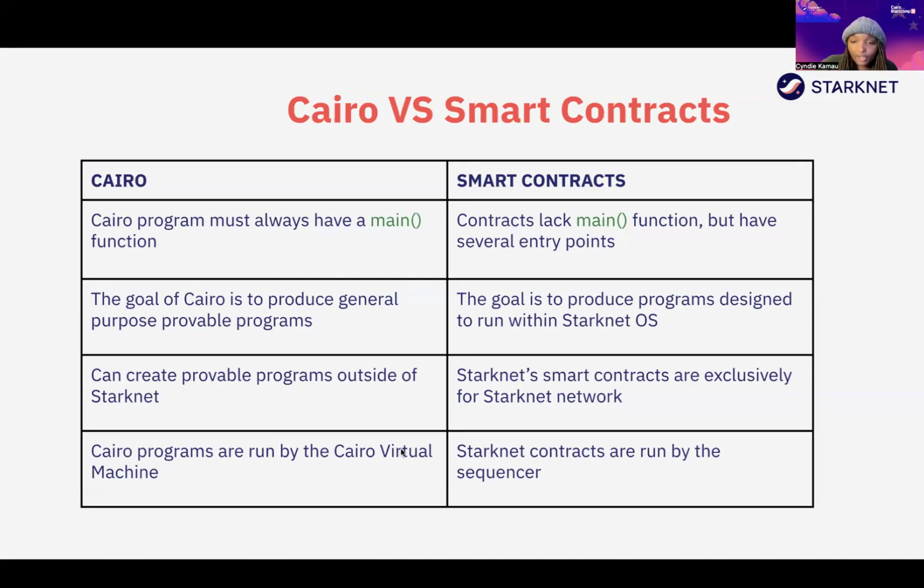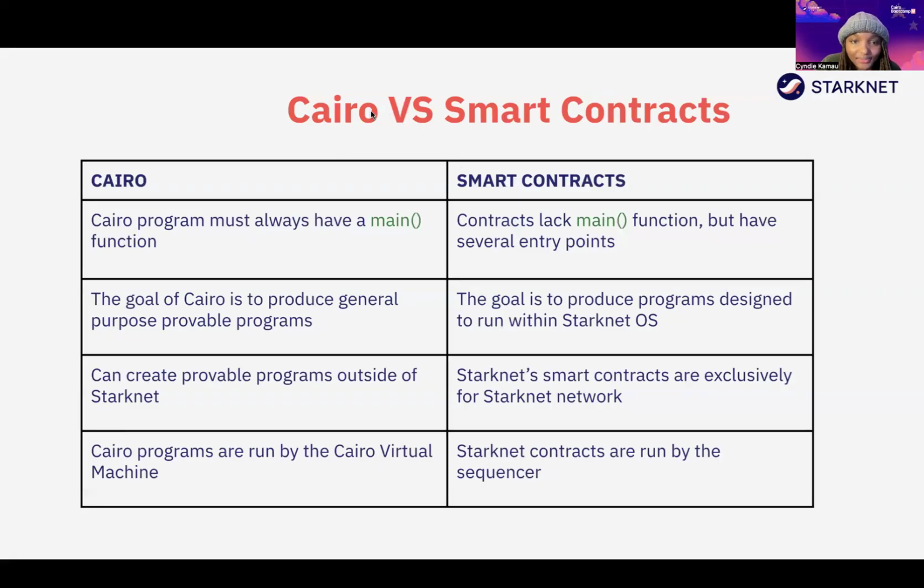So, main function: smart contracts don't have a main function. The goal is to produce programs that run within the Starknet ecosystem, whereas you can create provable programs outside of Starknet. Like I said, if you have a general Cairo program that you've written, you can use the open source provers which are there, and you can create a proof, right? It's called Stwo. Let me just write it here. If I'm not wrong, it's like an advancement of the Stone prover or something. So you can go check it out, okay?